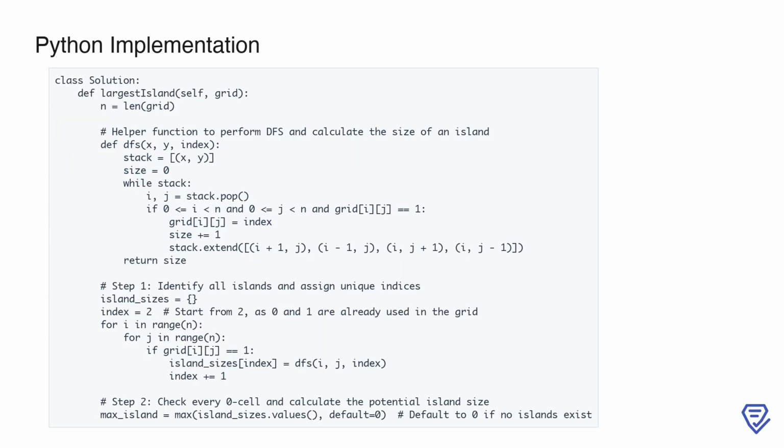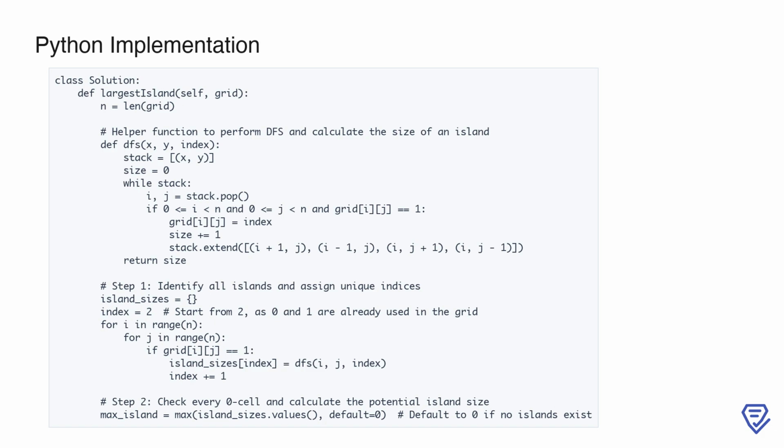In this implementation, we start by defining the largest island function within the solution class. The input is a grid representing a map of land and water cells, where ones represent land and zeros represent water. The first step is to calculate the size of all existing islands using a helper function DFS. This function performs a depth-first search starting from a given cell, marking all connected land cells with a unique index to distinguish one island from another.